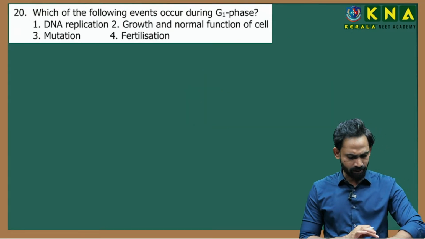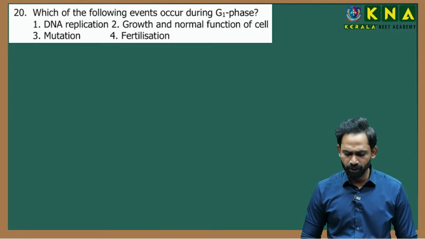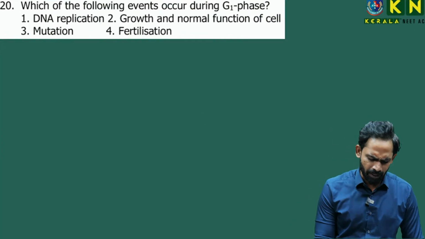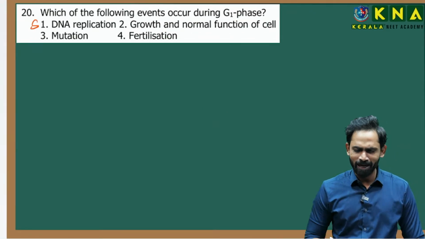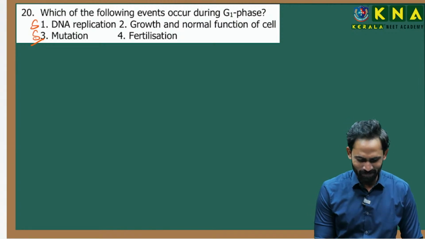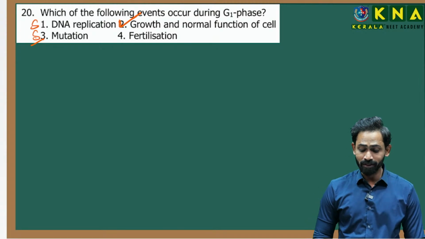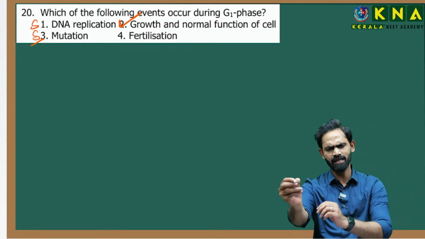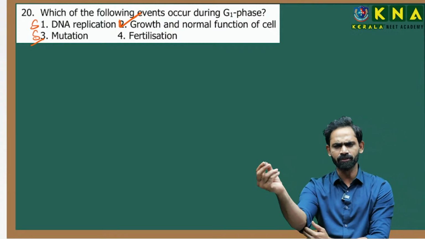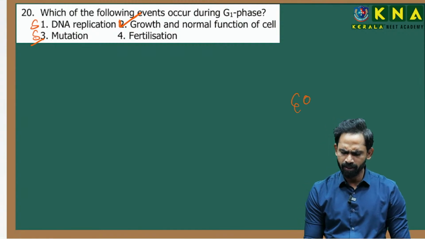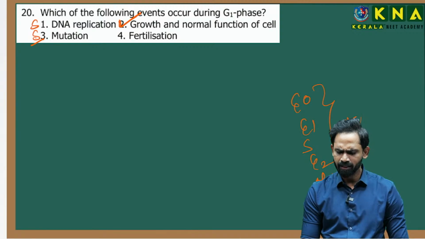The next one is question 20: which of the following events occur during the G1 phase? DNA replication is the S phase. Mutations will take place only while DNA replication is occurring or with mutagens. Fertilization, no. So going for option 2, growth and normal function of the cell. Good. Is G1 phase metabolically active or inactive? Metabolically active. G0, G1, G2, M, all stages are metabolically active.